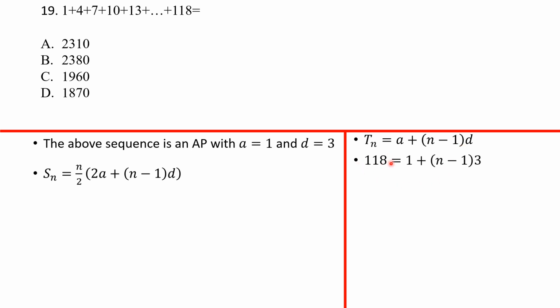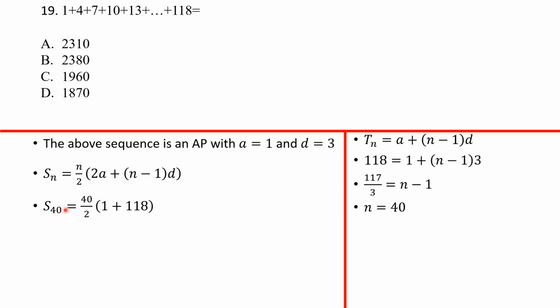Now, the good thing is we know the last term, 118, all right? So we're going to have a here to be 1, right? Because our a here is clearly 1, plus n minus 1 times d, our d is 3. So let's look for n. So you notice that if we simplify, our n there is 40. So this 118 here is the 40th term, okay?